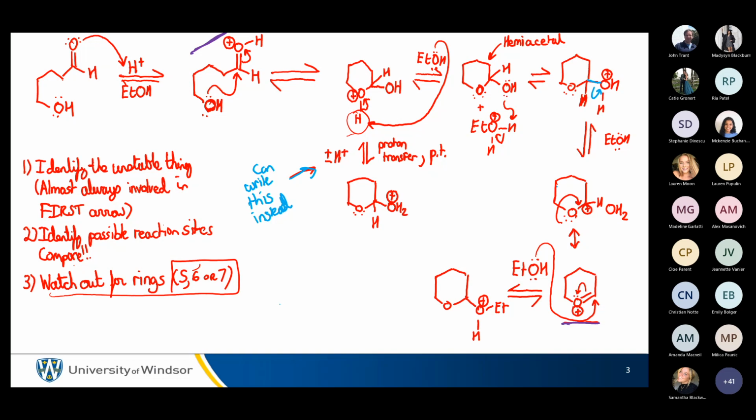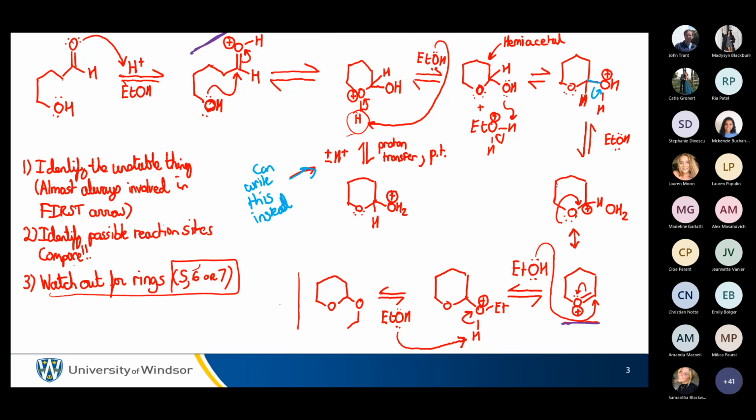And for the same reason, we're not done yet because we still have a positive charge, as everybody's pointing out. So we need to get rid of that. And the way we get rid of that is almost the inverse of our first step. Where that's an ethyl group.